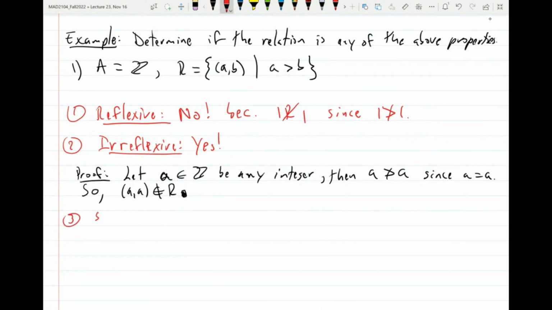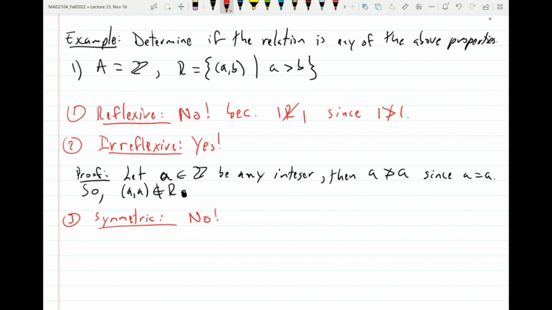How about symmetric? It's not symmetric. Why? What does that have to do with this? So you need to tell me more. 3 is greater than 2, but 2 is not greater than 3. So 3 is related to 2, but 2 is not related to 3. If you want to use 1 and 2, you need to tell me. It's not symmetric because 2 is related to 1, but 1 is not related to 2. You need to give me the complete picture. You understand this? Okay.